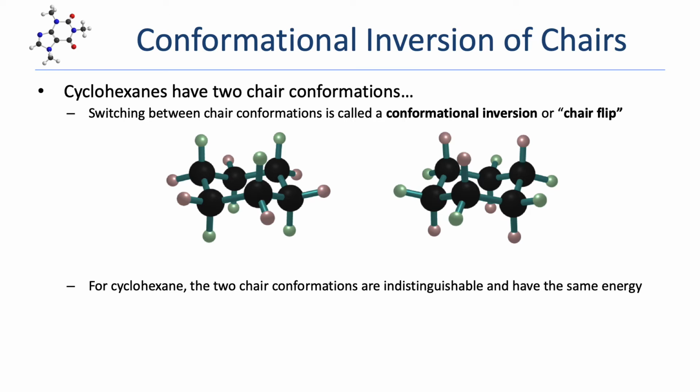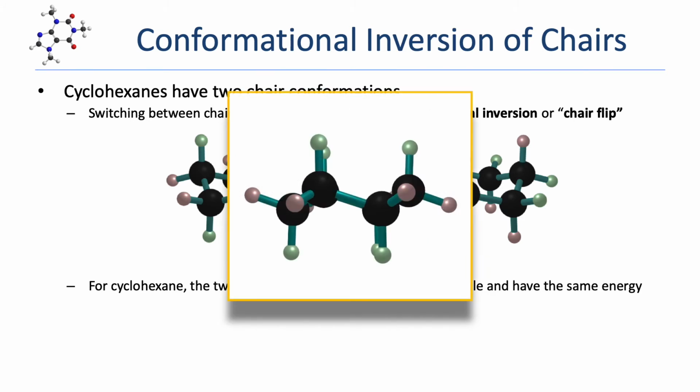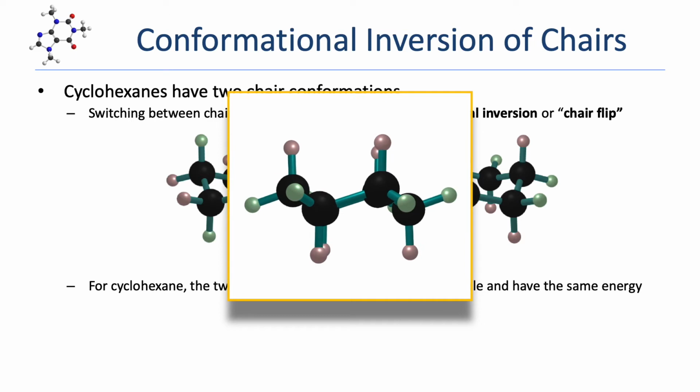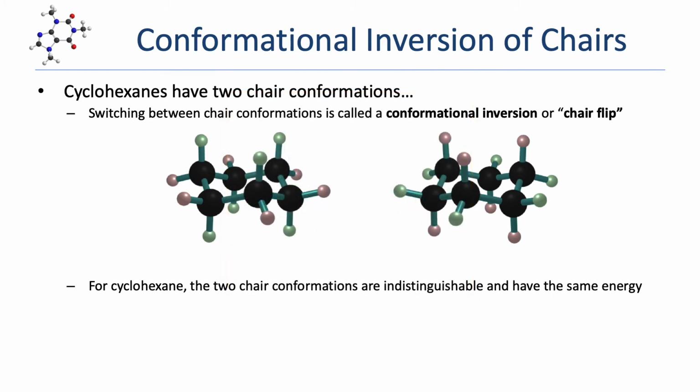So if we look at the animation here, in the initial model, we see that all the axial groups are in green and all the equatorial groups are in red. When the inversion occurs, you can see that it inverts, right? All of the green groups are now equatorial and all the red groups are now axial. Now, without those colors there, you really wouldn't be able to tell the difference. In fact, for cyclohexane itself, there's really no energy difference between these two. They're indistinguishable from one another.